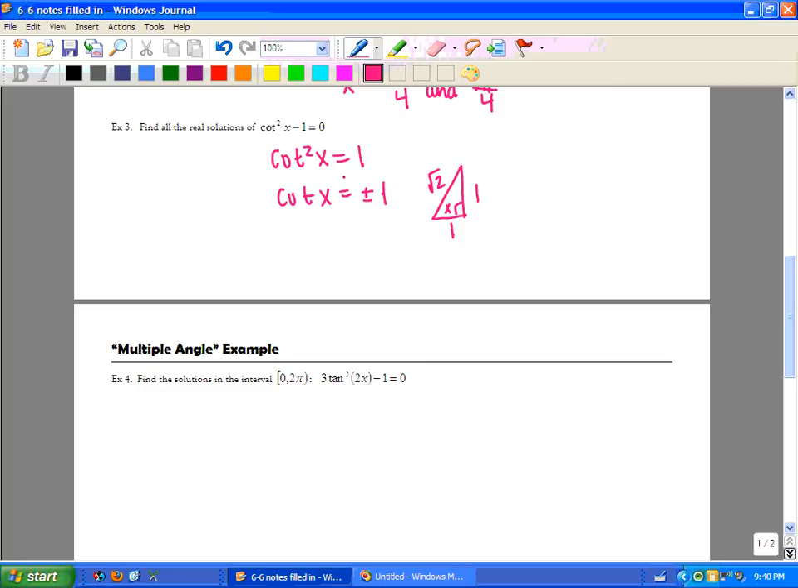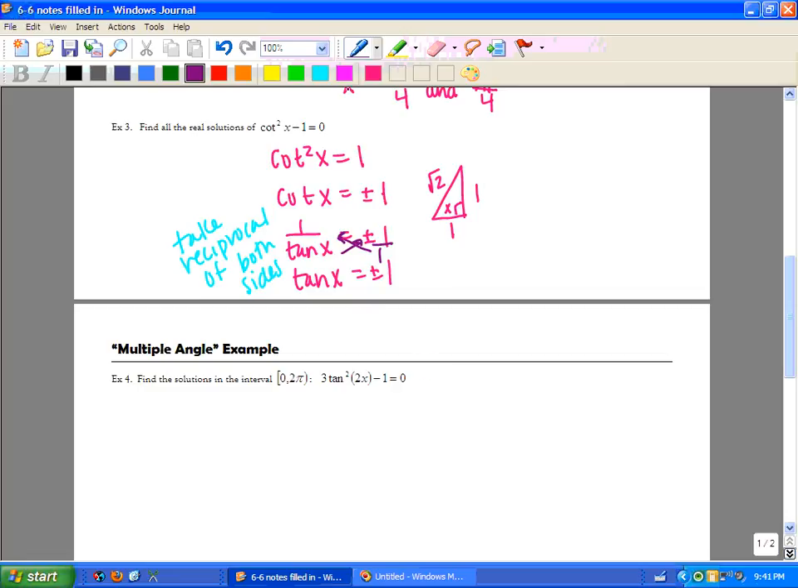Or if you want to do this by looking on your circle, you know that cotangent is the same as 1 over tangent. And so we would like the reciprocal of that, so you can take the reciprocal of both sides. If you're not comfortable with that method, you could always put that over 1 and cross multiply. That's another option, but you'll still get that tangent of x equals plus or minus 1.